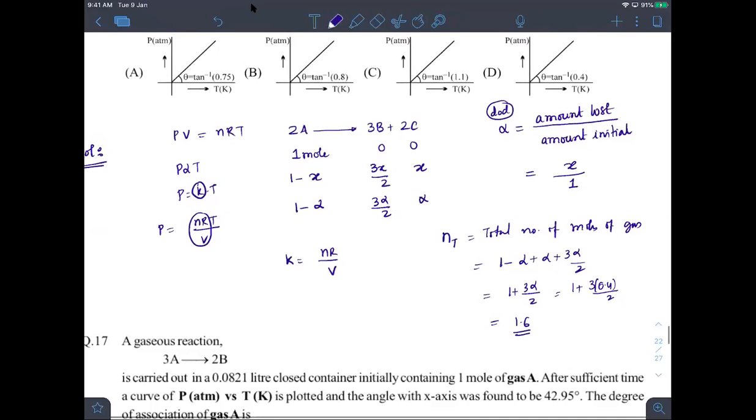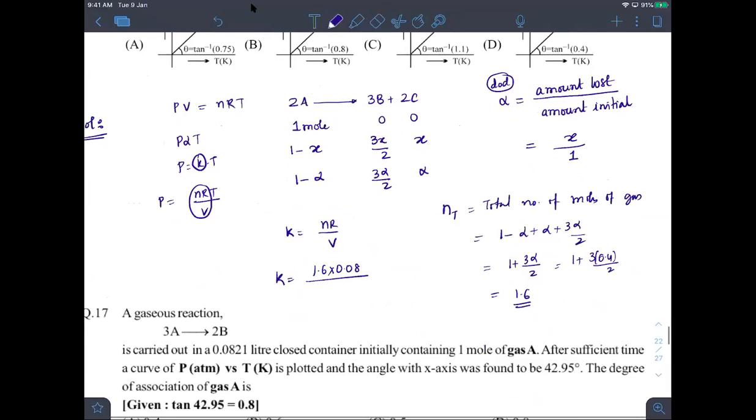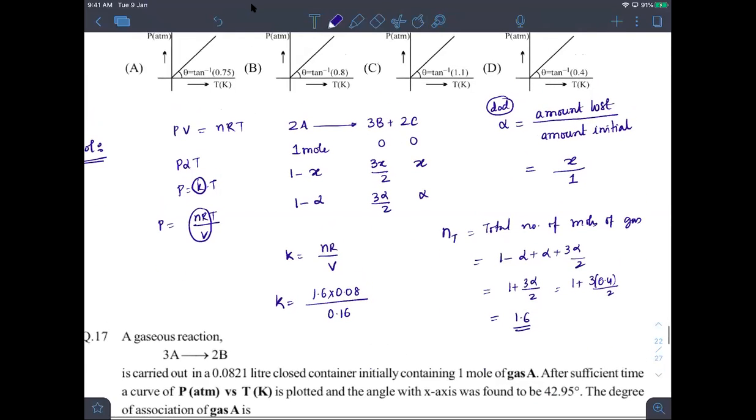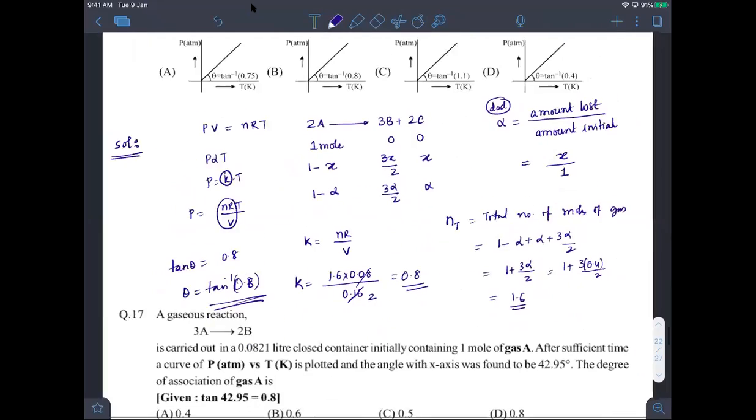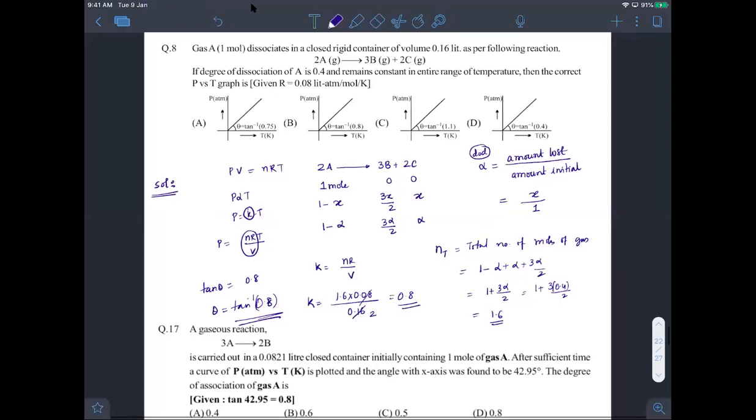So we got the number of moles. So K is equal to 1.6 into 0.08 divided by the volume, which is also given as 0.16. So this will go 2 times here, which makes it 0.8. So the slope of this equation is 0.8, which means tan theta should be equal to 0.8. So theta will be equal to tan inverse of 0.8. So you have to find the slope like this. I hope you can do such questions. Any doubt here?